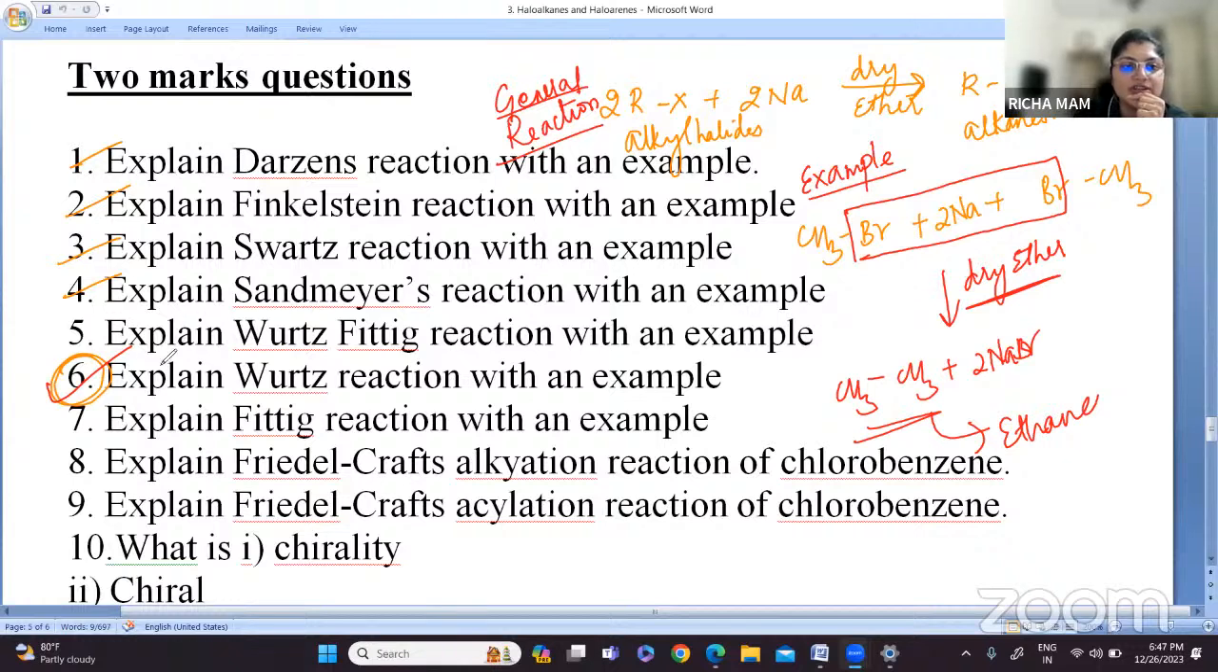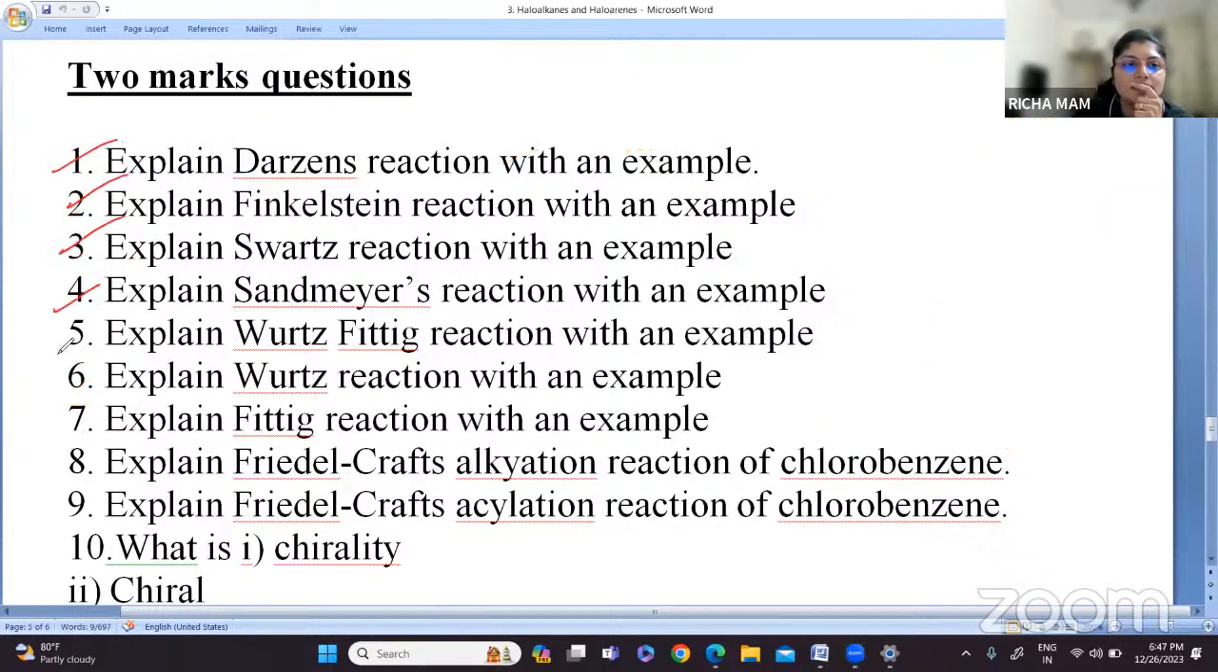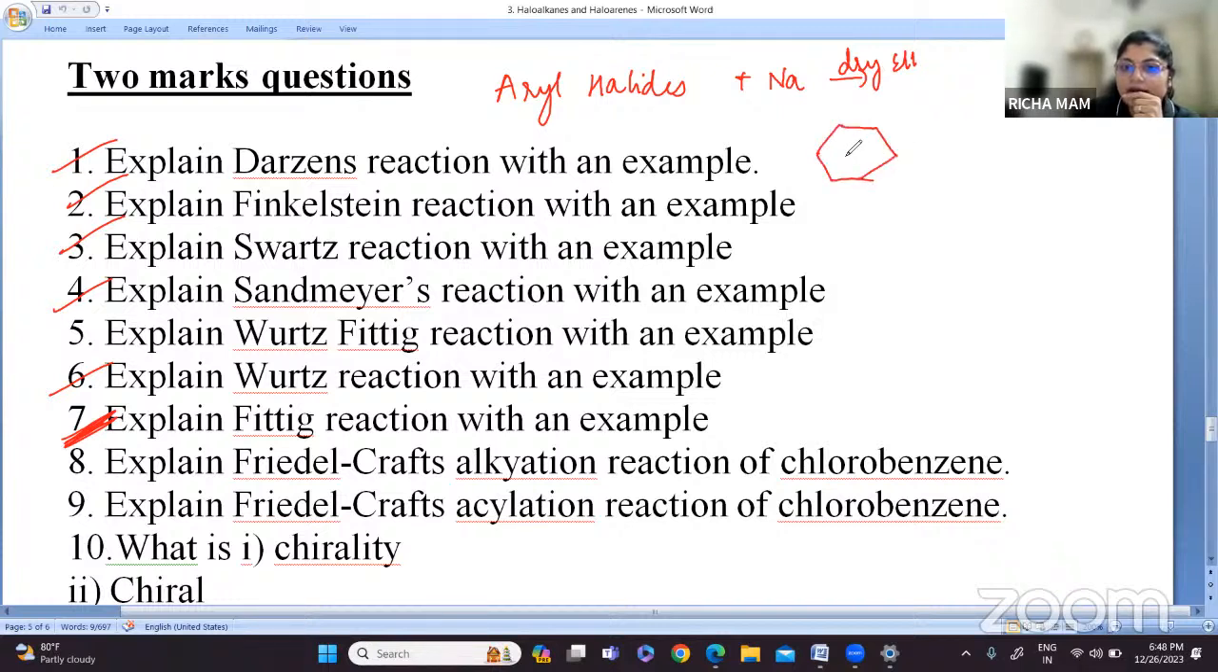Okay. Next question. Explain Fittig reaction. Now we'll see explain Fittig reaction. What is Fittig reaction? Aryl halides react with sodium metal in the presence of dry ether. I'll write the reaction. So I take an example of aryl halide. I'll write the general equation first.